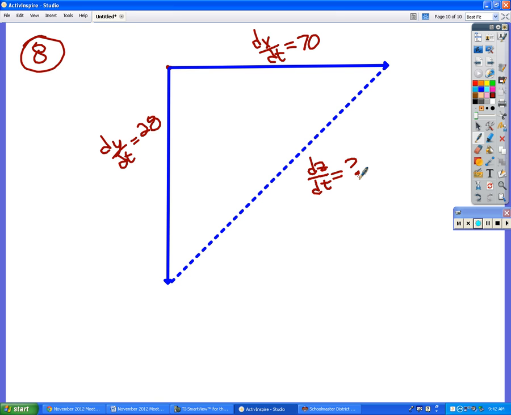All right. So 5 hours later, what is this distance? 350. What is this distance 5 hours later? 140. And what is this distance 5 hours later? 377. You rounded it? Okay.